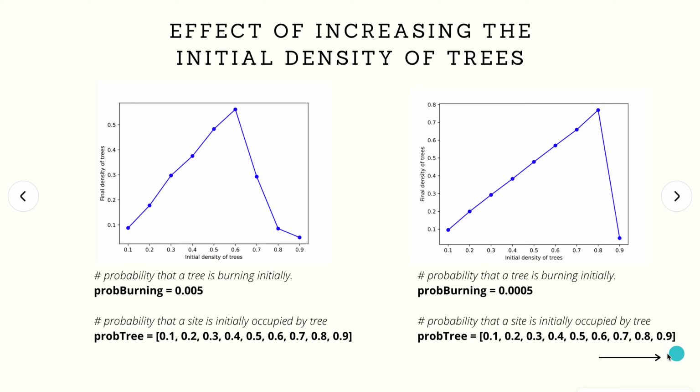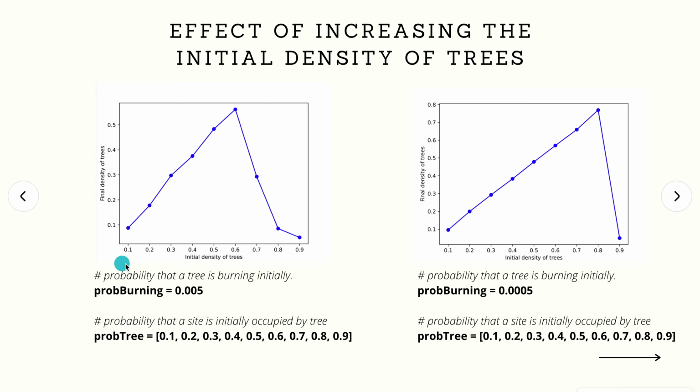And we do the simulation for two burning probabilities. That is, in the first case, we assume that 0.005 fraction of the forest is on fire initially, and in this case, even a smaller fraction, 0.0005, is on fire initially.